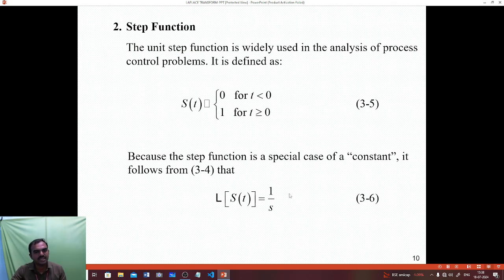The unit step function is widely used in the analysis of process control problems. It is defined as S of t equal to 0 for t less than 0. If we take the time less than 0, fractions of seconds, we take the value 0. Suppose the t value is greater than or equal to 0, its value is 1. So this is called the step function. Because the step function is a special case of a constant, it follows that L of S of t is equal to 1 by s. So for S of t here we consider, its transform is 1 by s.